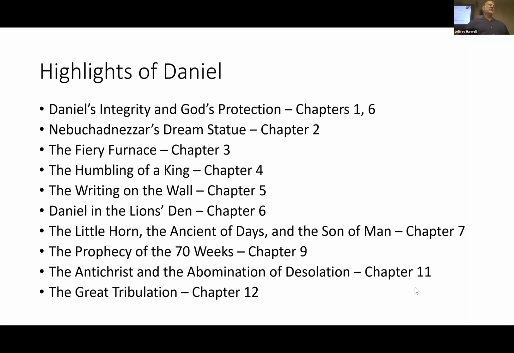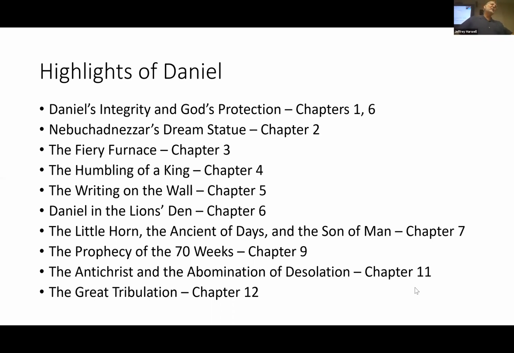Now, if we skim through Daniel, and Daniel's pretty short, you can read through it pretty easily in one sitting, and I'd recommend you do that, just so you'll have the whole book in mind. Among the highlights, we're going to see Daniel's personal integrity and God's protection of Daniel. We'll see that especially in chapters 1 and 6. Then a famous episode that is often part of your children's Sunday school teaching is Nebuchadnezzar's dream statue, which reveals the 4 great Gentile empires. So we'll talk more about those when we get there.